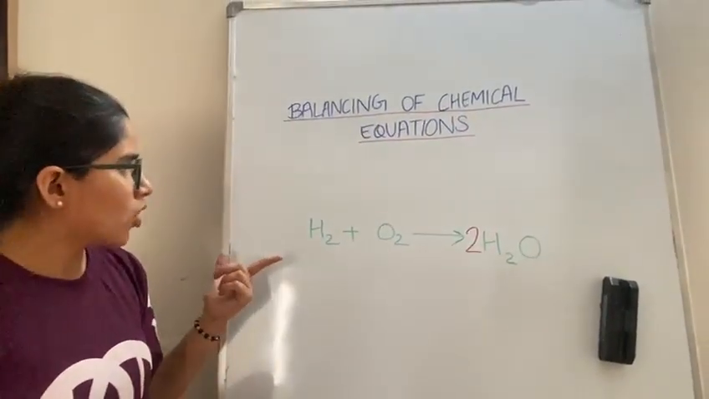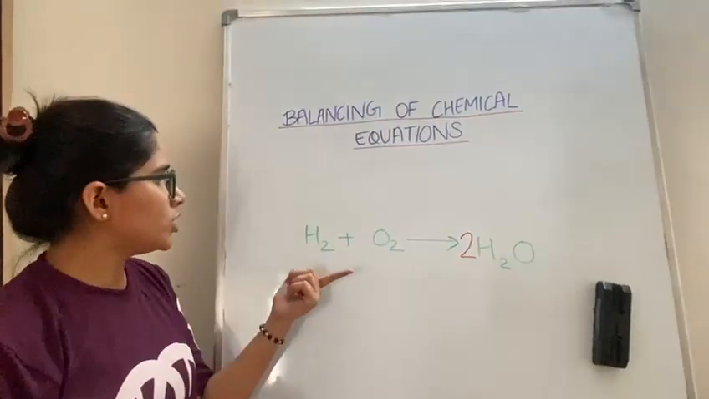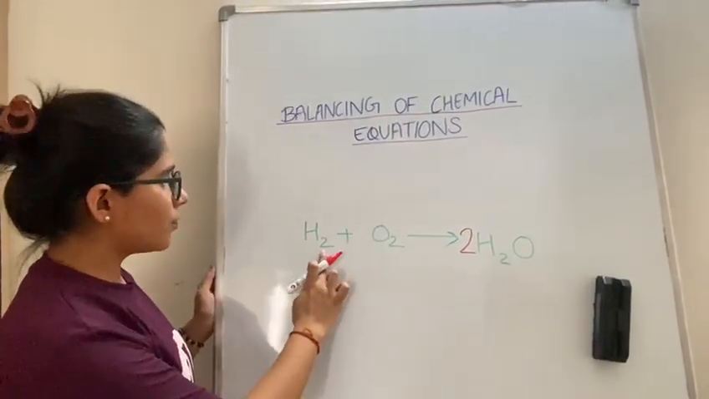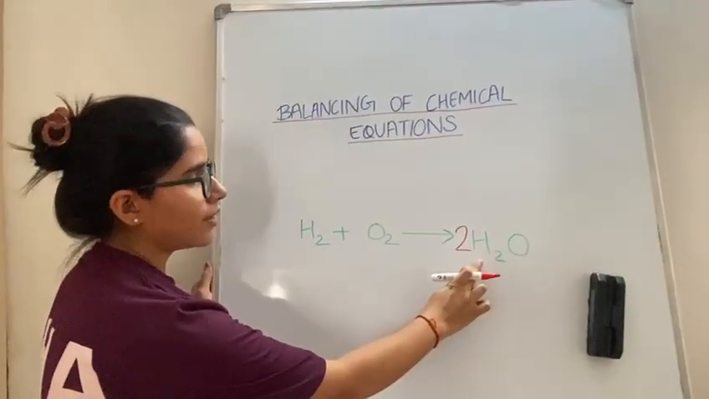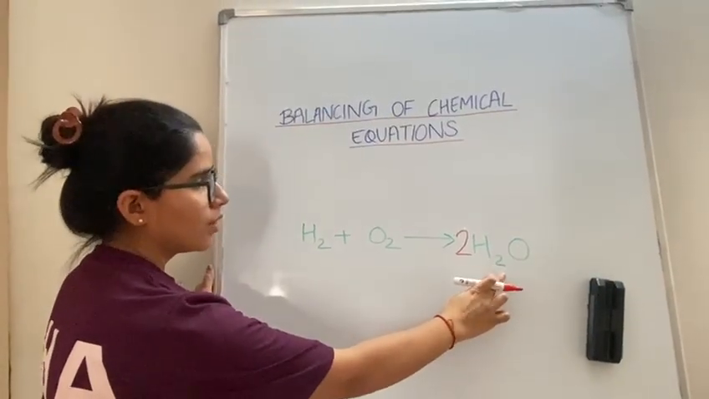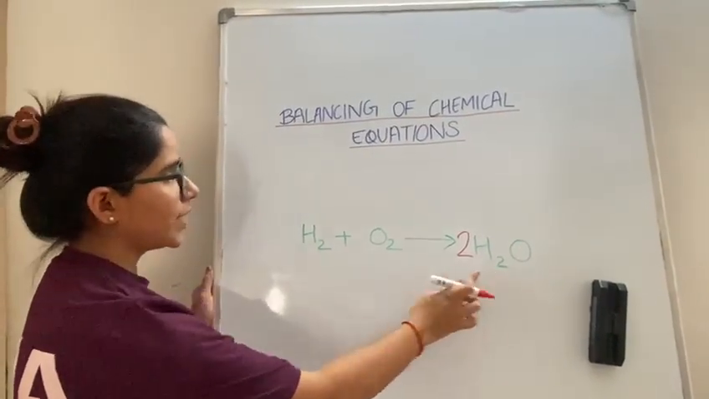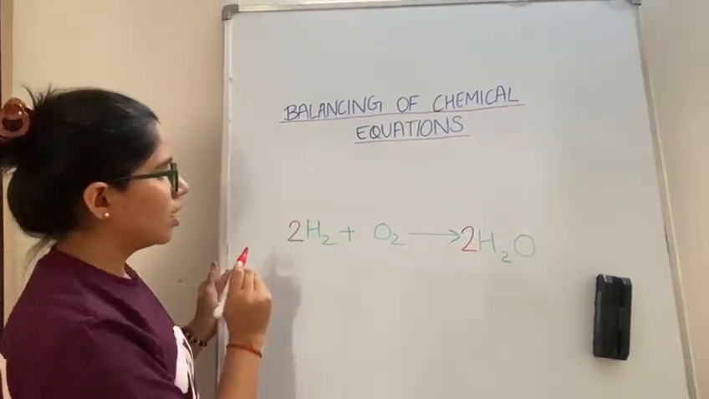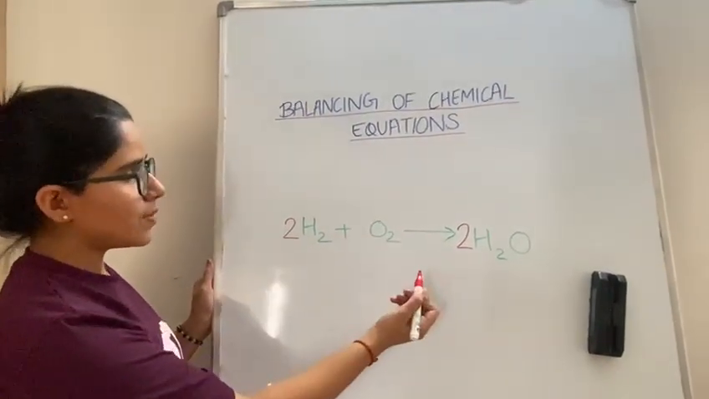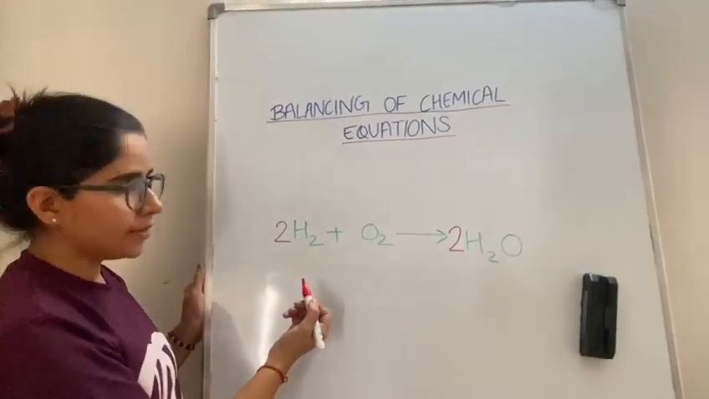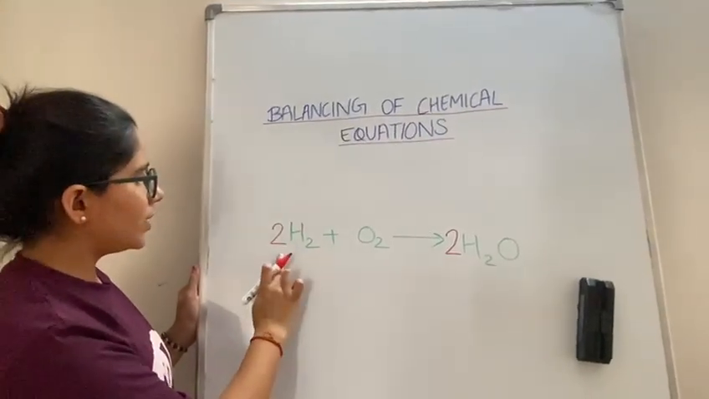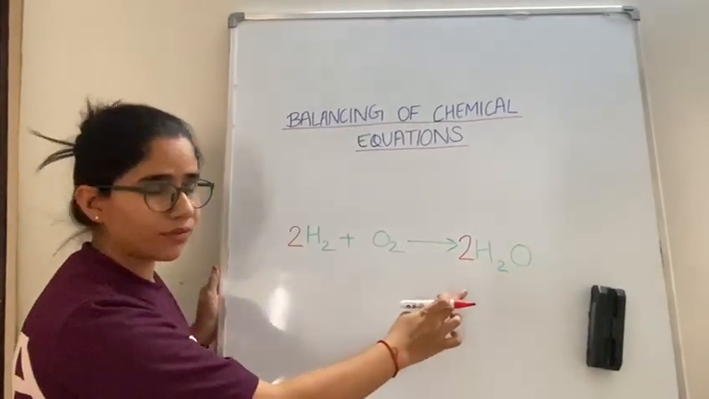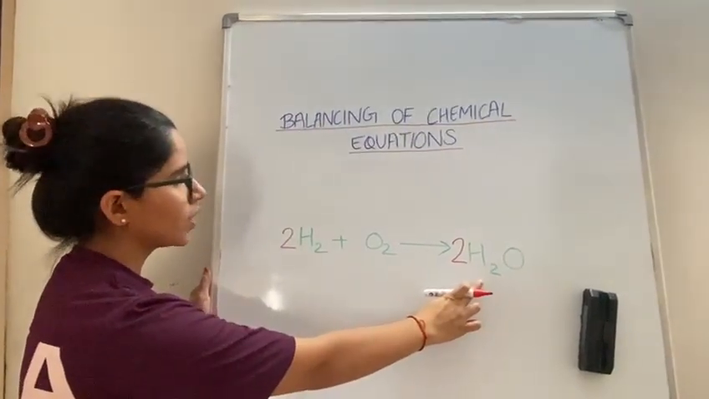From the beginning I will again check the number of atoms of hydrogen. Here we have 2 atoms of hydrogen and here we have 2 into 2, that is 4 atoms of hydrogen. So to make it 4, here also I will multiply it by 2. Now I can say this is balanced. We will check it again. Here 2 into 2, 4, we have 4 atoms of hydrogen, and 2 into 2, 4, we have 4 atoms of hydrogen here as well.